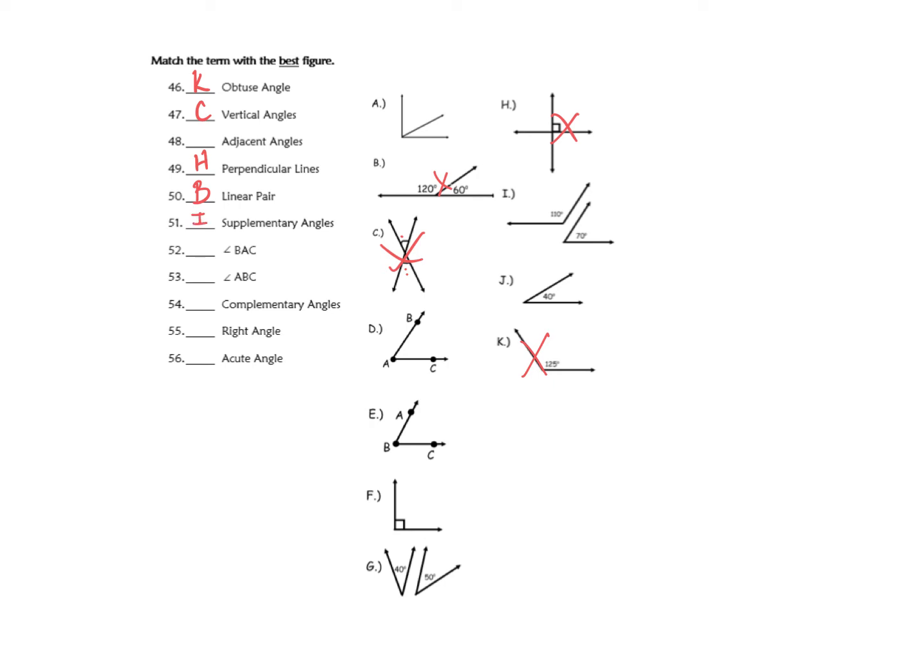Okay, angle BAC. A has to be my vertex, so that's D. The next one, ABC. B is in the middle, so that means B is my vertex, so that's answer E. Complementary angles mean two angles that add up to be 90. That's down here at G. My right angle is F. My acute angle here has to be J. I didn't cross off I, and then A is my only option left. Those are my adjacent angles.